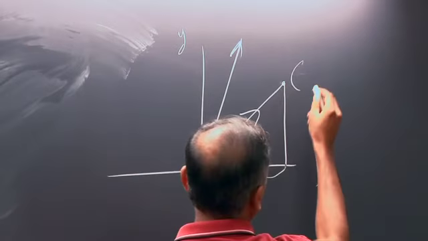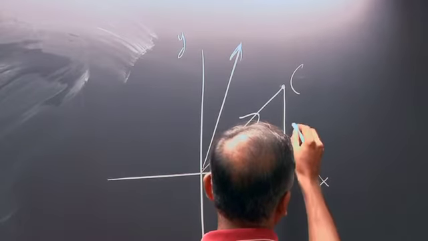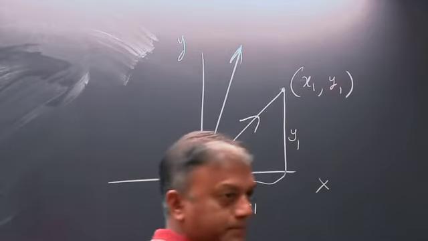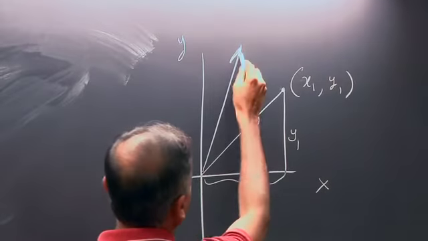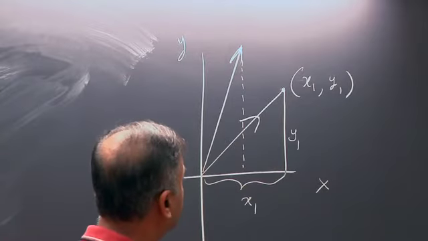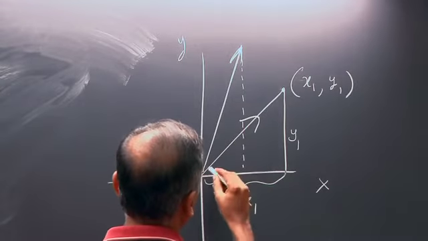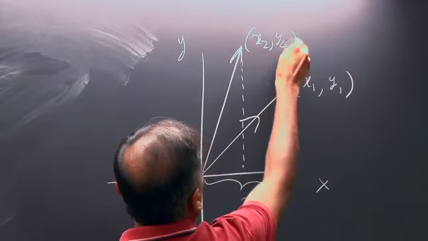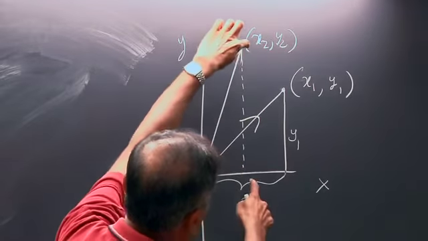So this will be some point. Let's say this length is x1, that length is y1. Then this point is the same as x1, y1, right? Similarly, if you take this vector, again do the same thing. Draw a perpendicular here. Then this length will be x2. So this will be some x2, y2, where x2 is this length and y2 is that length.